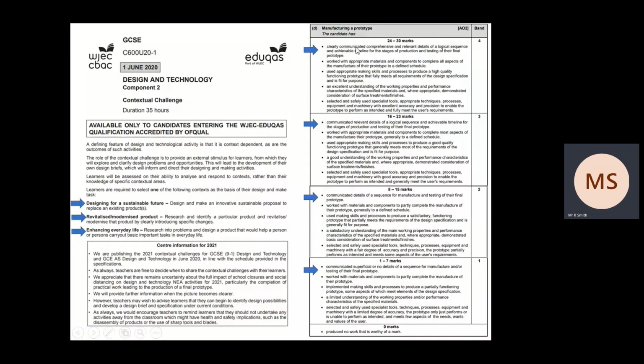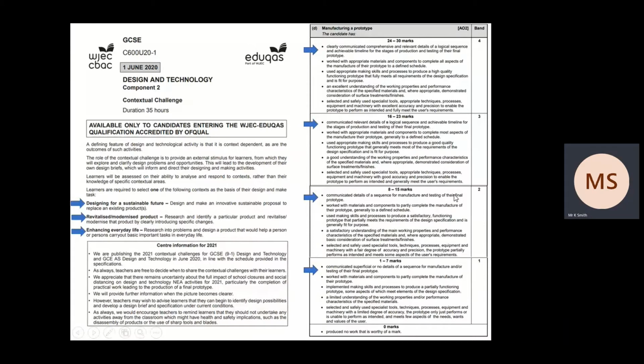So clearly communicated, comprehensive and relevant details, logical sequence, and achievable timeline. Going down, communicated relevant details, logical sequence, achievable timeline, etc. Then communicated details of the sequence for manufacture and testing of the final prototype. And at the bottom, communicating superficial or no details of a sequence of manufacture. So you're looking hopefully towards the top end for that.